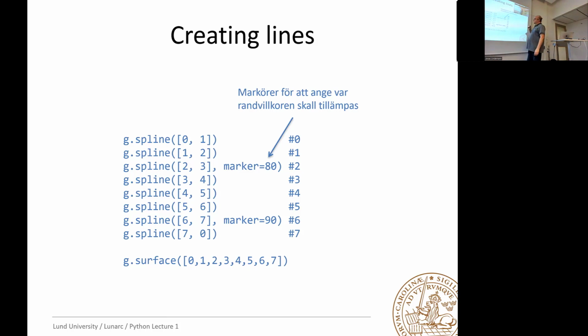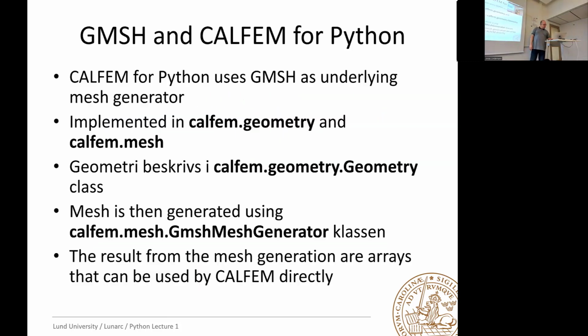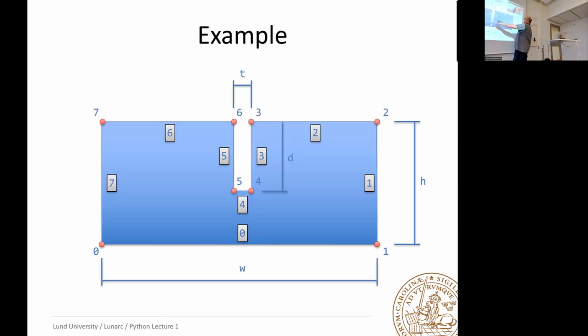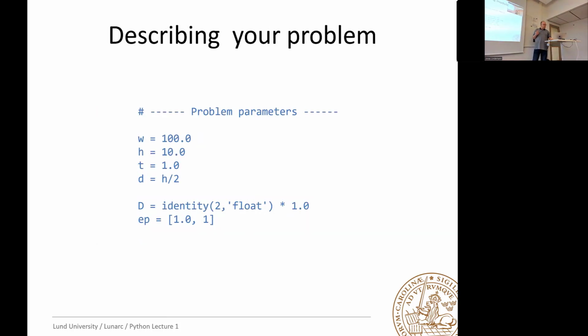And here is also something we need to define. We need to define boundary conditions. So in this groundwater problem, we have one pressure on the left side and one pressure on the right side. And these are defined by this line number 2 and line number 6. So we go back here. So we have 2 and 6 here. Those we will apply a boundary condition on. So we need to be able to set a marker on those.